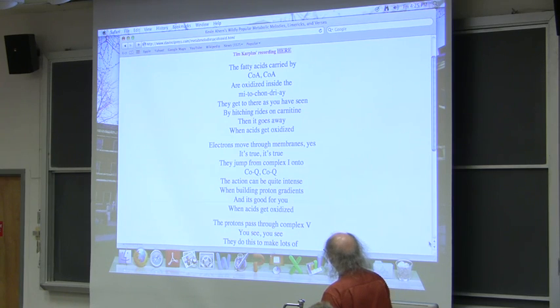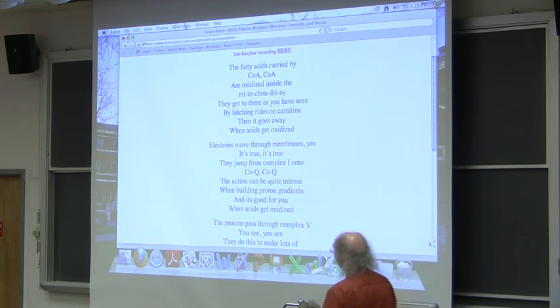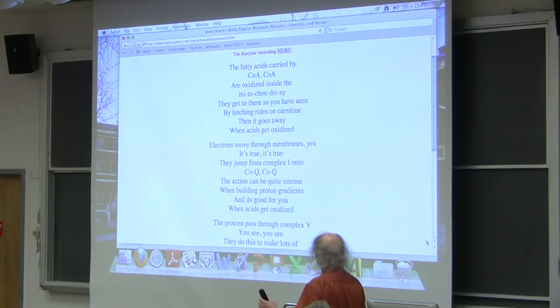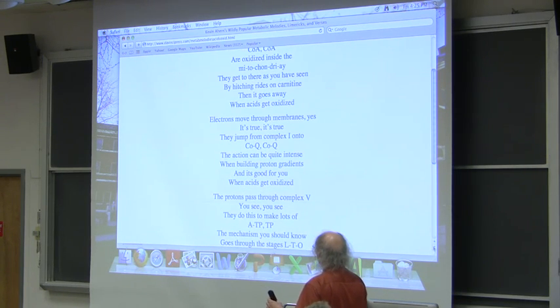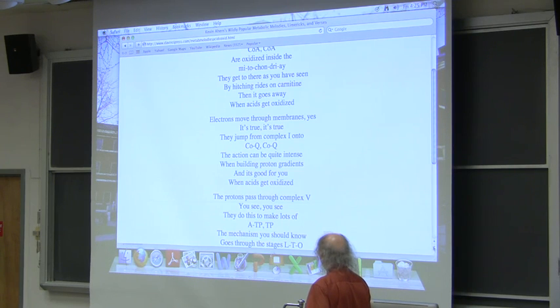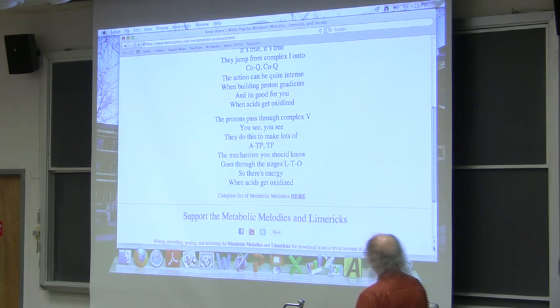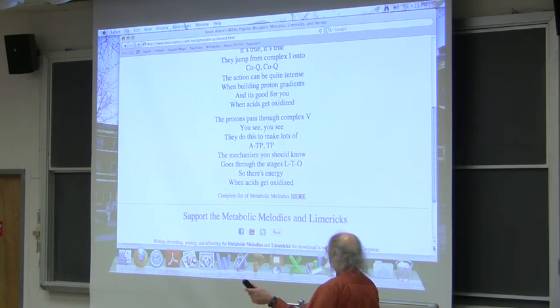The fatty acids carried by CoA are oxidized inside the mitochondriae. They get to there, as you have seen, by hitching rides on carnitine. Then it goes away when acids get oxidized. Electrons move through membranes. Yes, it's true. They jump from complex 1 onto CoQ. The action can be quite intense when building proton gradients, and it's good for you when acids get oxidized. The protons pass through complex 5, you see. They do this to make lots of ATP. The mechanism you should know goes through the stages, so there's energy when acids get oxidized.